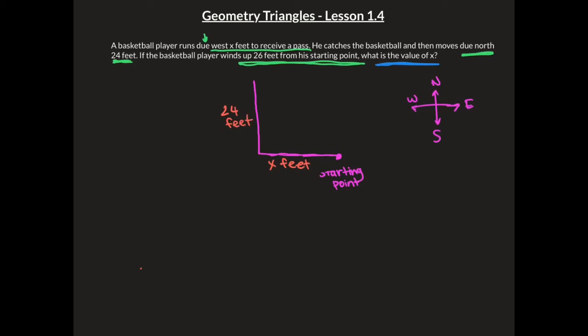And now, if the basketball player winds up 26 feet from his starting point, so 26 feet from his starting point, which is over here, so this is his starting point, and this is his current point when this sentence starts. So if the basketball player winds up 26 feet from his starting point, what is the value of X? That means from this point, he's 26 feet from his starting point. So we know that this big line here is 26 feet.